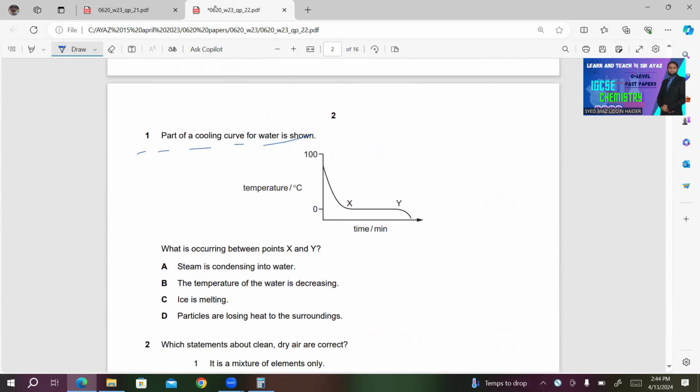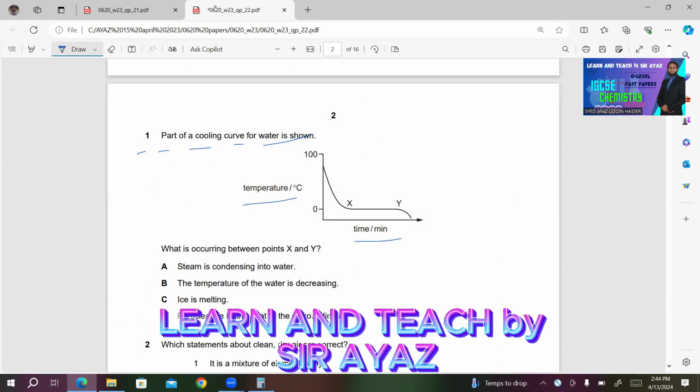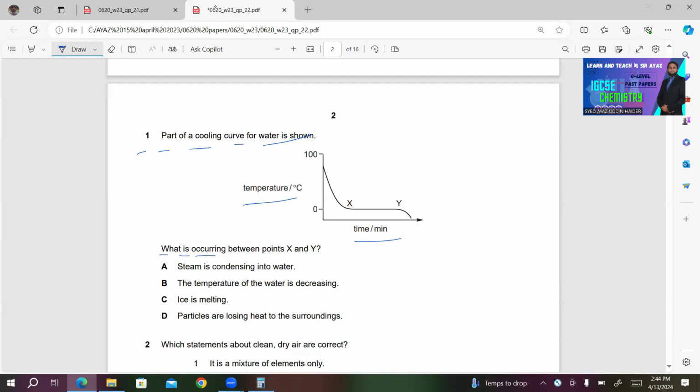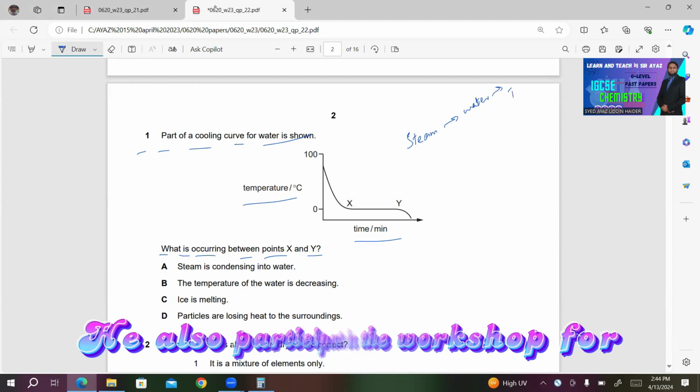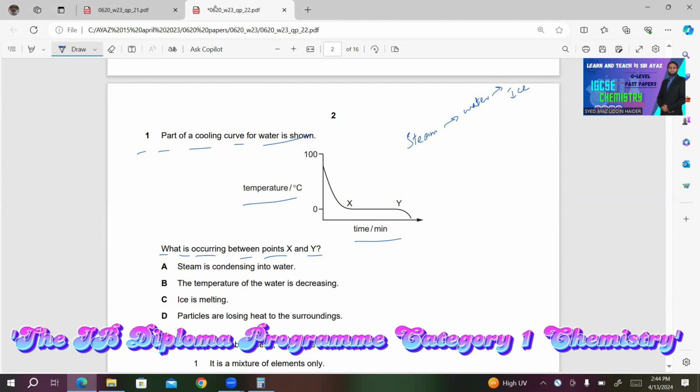On the x-axis, you see time in minutes, and on the y-axis, you see temperature in centigrade. What is occurring between points X and Y? So it's a cooling curve of water, which means we are starting from the steam state, steam to water, then ice. So A, steam is condensing into water.